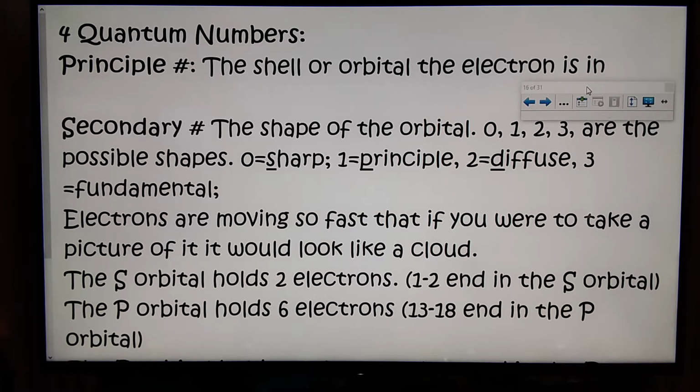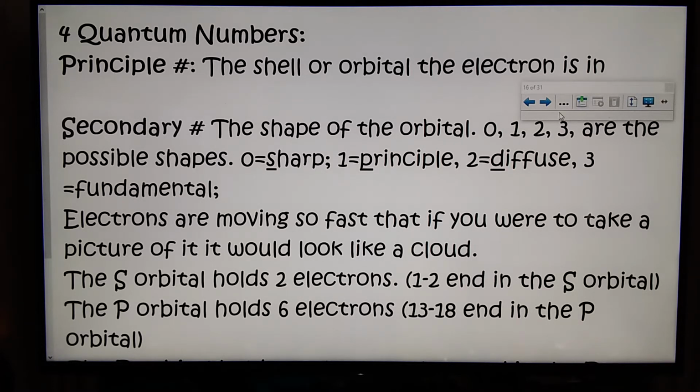Next, we have the secondary number. This has to do with the shape of the orbital. We actually have 4 different shapes: sharp, principal, diffuse, and fundamental. Instead of using the names, most people in chemistry use the first letter of each of these shapes. So you have S, P, D, and F orbitals.